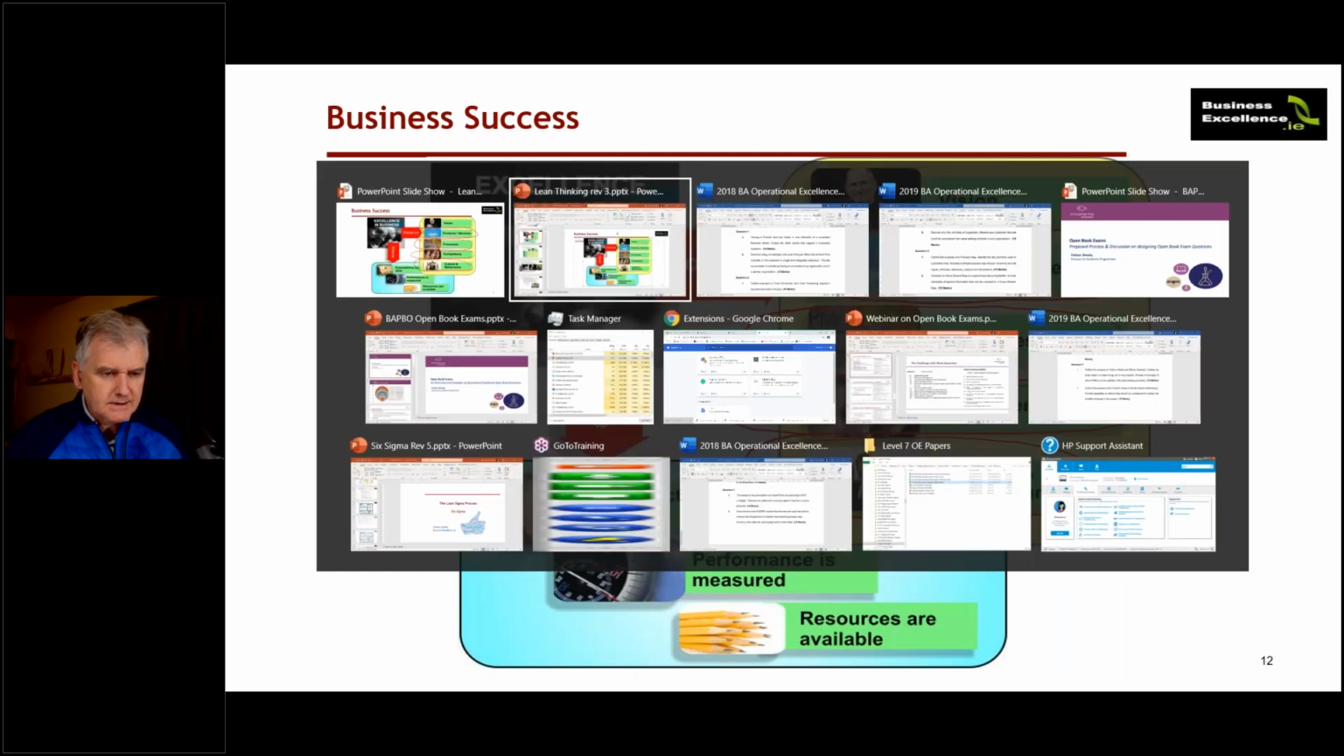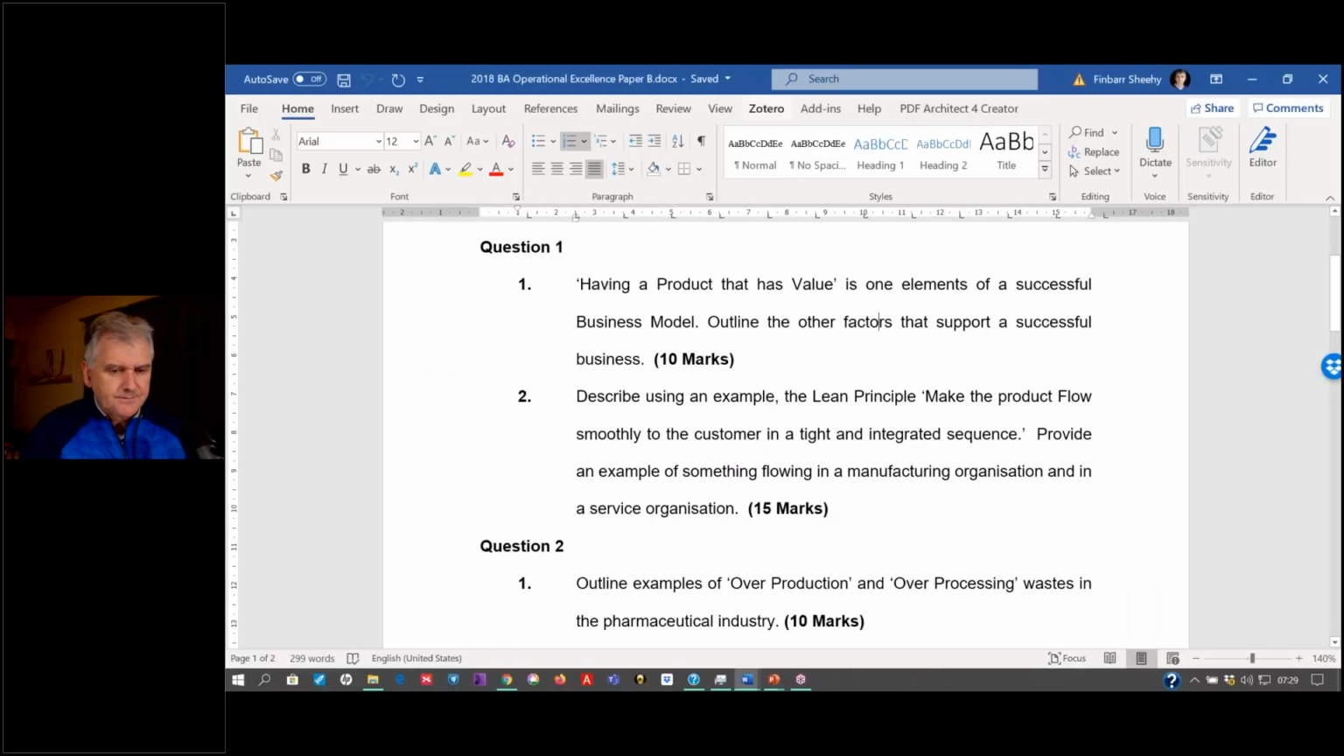So let's look at the other part here. Describe, using an example, the lean principle: make the product flow smoothly to a customer in a tight sequence.